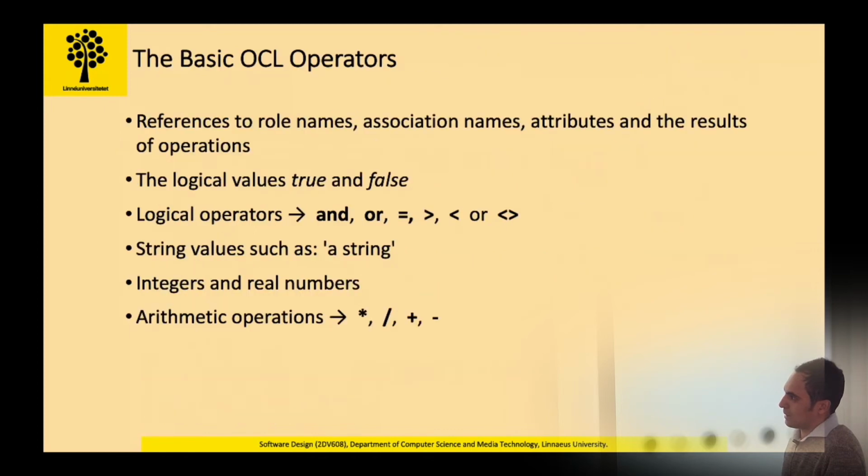I think this is the last slide before the break, and then we will start with the hands-on. Using OCL, you can access the role names, the association names, the attributes, or the operations of the object itself. So it gives you access to all the components of the UML diagram.